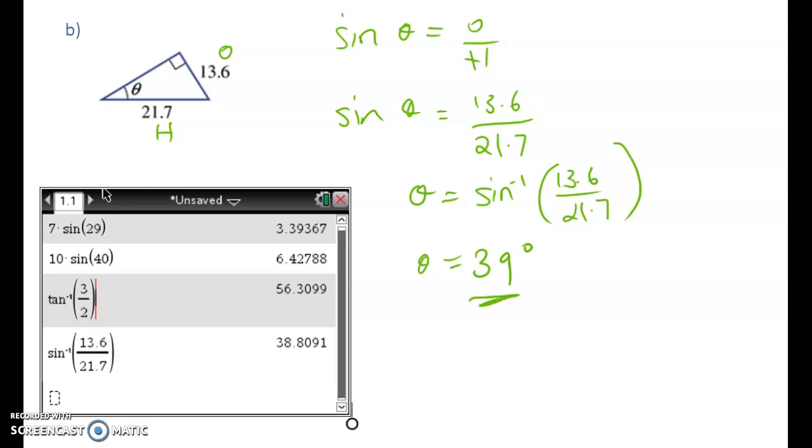So it did ask for the nearest degree. Okay, that's it. That's all the examples worked through. If you're getting stuck, please message me. But like I said, this is baby maths and hopefully most of revision. Good luck, guys. Yeah, you'll be fine.